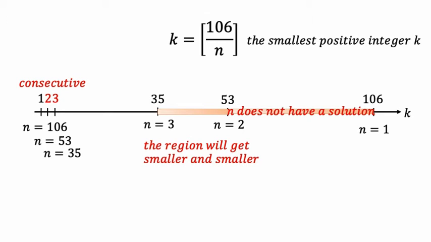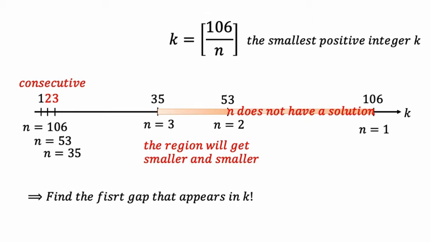So if the problem asks for the smallest positive integer of k, this means that we have to find the first gap between the consecutive k's, which means that we have to find how many consecutive k's there are.